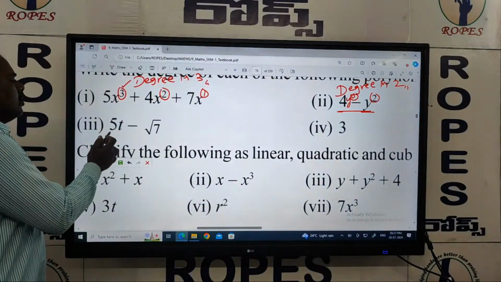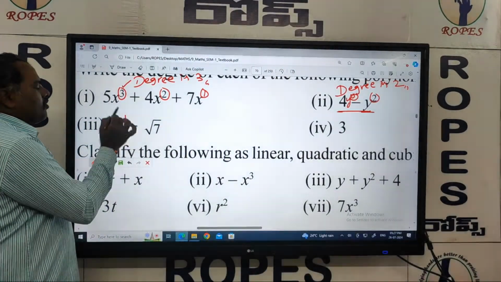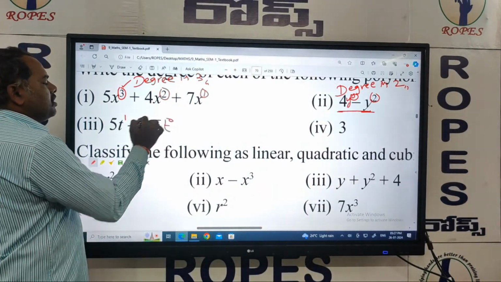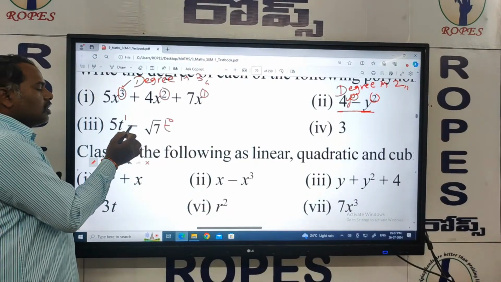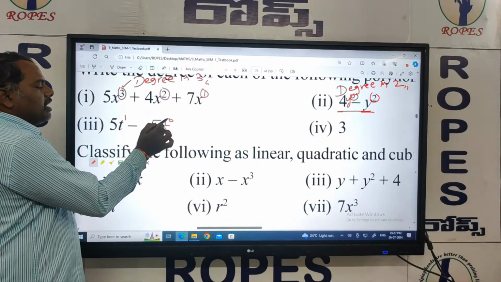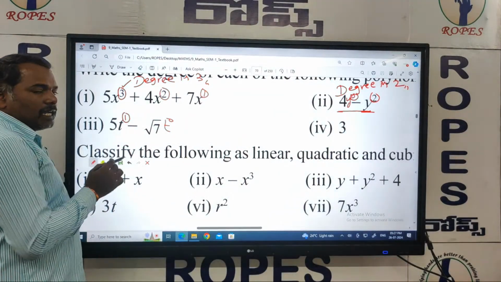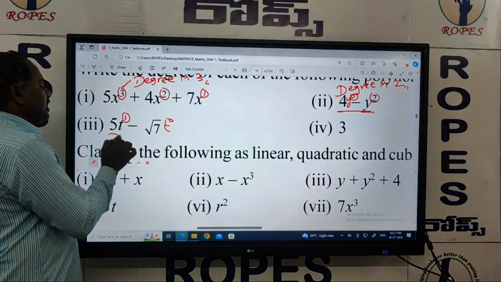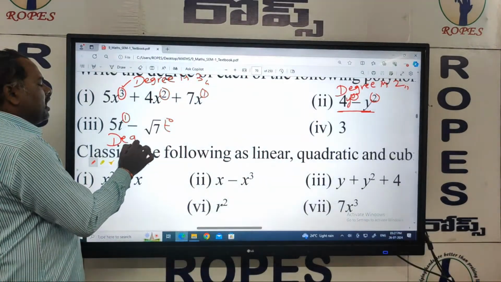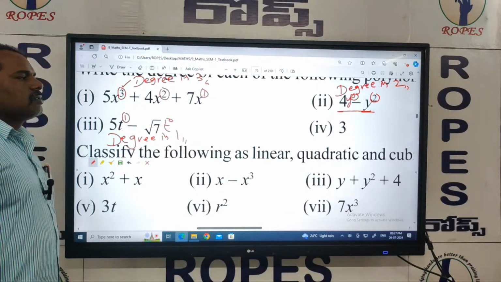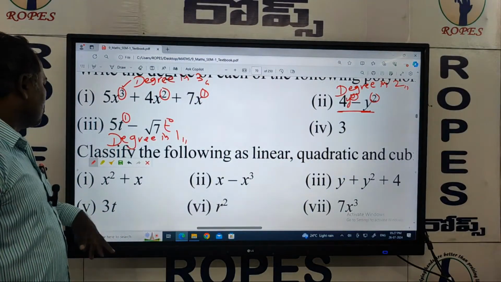Next, if you go to the third one, here nothing is there, so we can write t power 0. So if we take this, here the degree is 1, here the degree is 2, then the highest degree is 1. So the degree of this polynomial 5t minus root 7 is 1. So that's what they asked in question number 4.